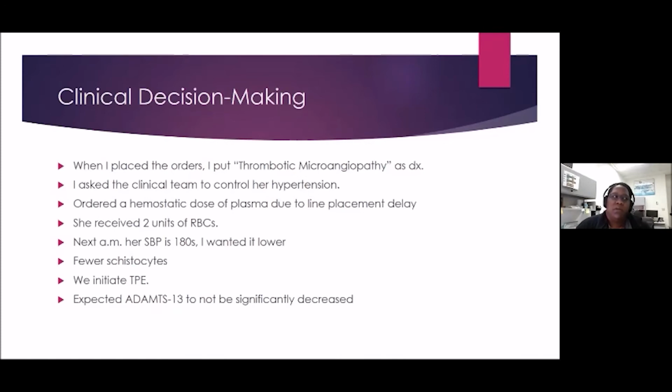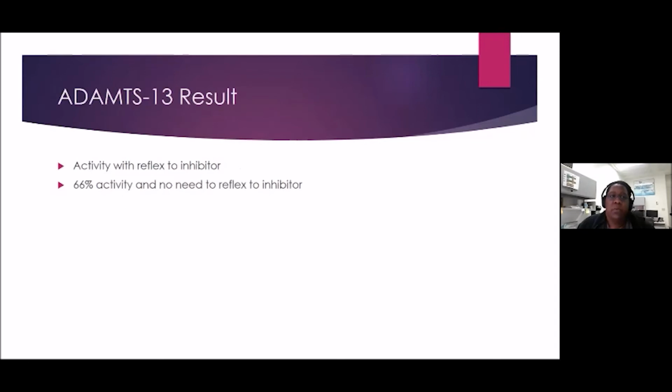And one thing I noticed, I looked at her smear. Of course she had been transfused, but she did have a lot fewer schistocytes. And the ADAMTS13 was not back yet. So we started TPE. And what I was expecting was the ADAMTS13 to not be significantly decreased. I was pretty sure that this was due to malignant hypertension. So we got her test results back and her activity ended up being 66%. So there was no need to reflex to inhibitor or antibody studies.